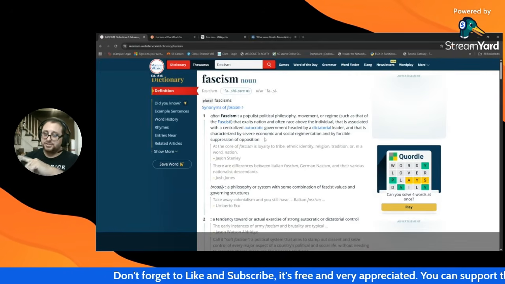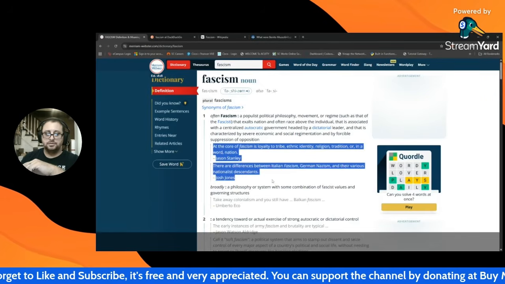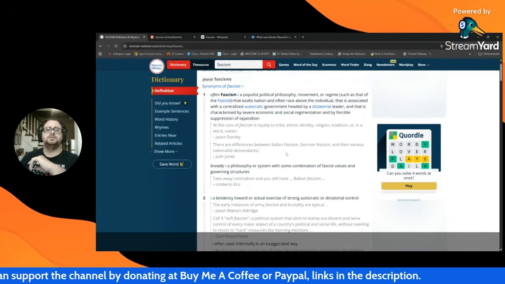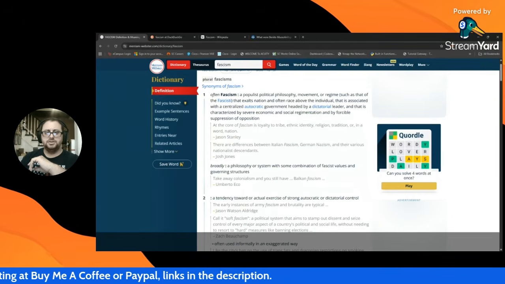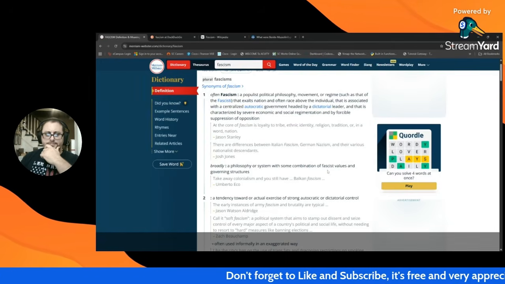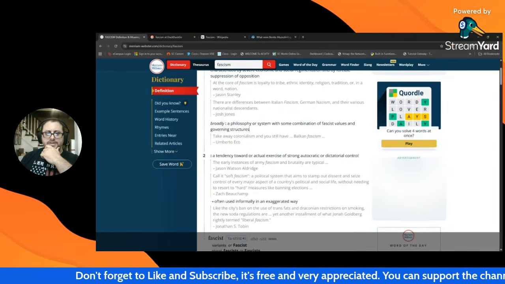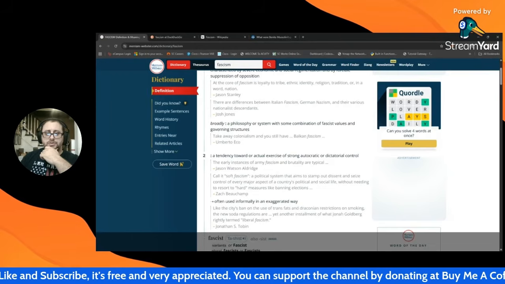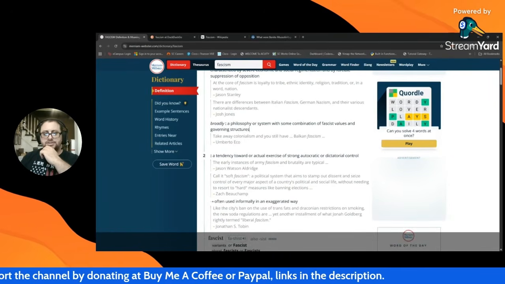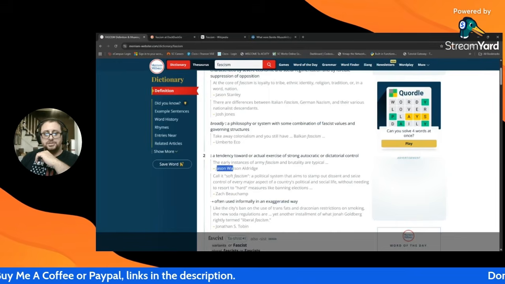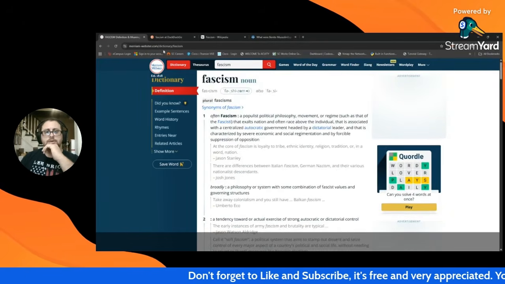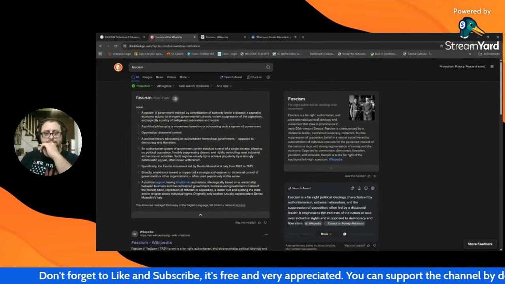That's much closer to the definitions that I read out. And I give some examples here. Broadly, a philosophy or system with some combination of fascist values and governing structures. That seems like a circular definition there. When you say broadly, fascism is a philosophy or system with some combination of fascist values. So Merriam-Webster, you might want to look at that. Two, a tendency toward or actual exercise of strong autocratic or dictatorial control. Okay, that sounds pretty general, like what I read. The early instances of army fascism and brutality are typical, from Jason Watson Aldridge. Okay. Sounds very, very generalized.